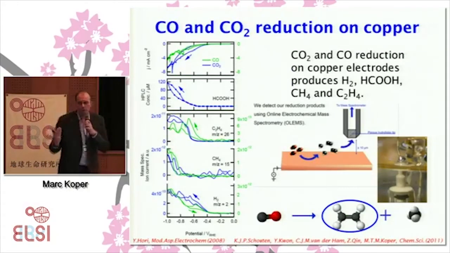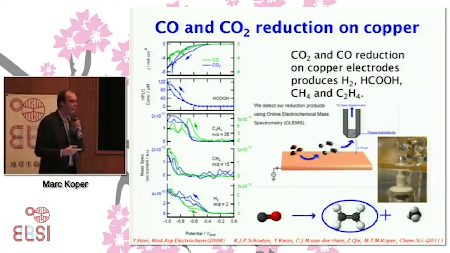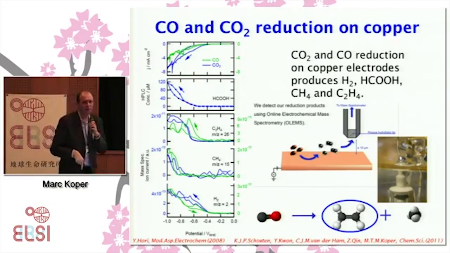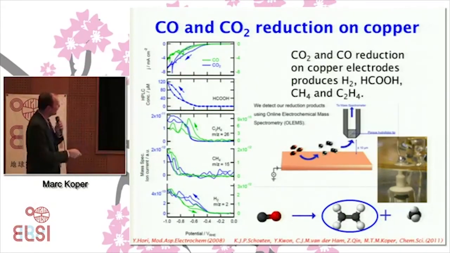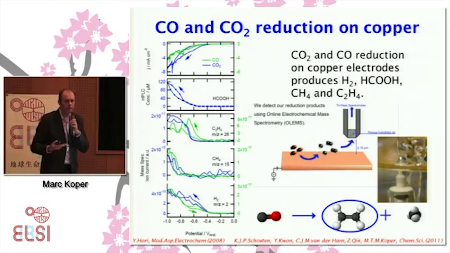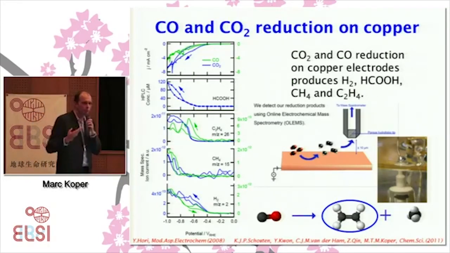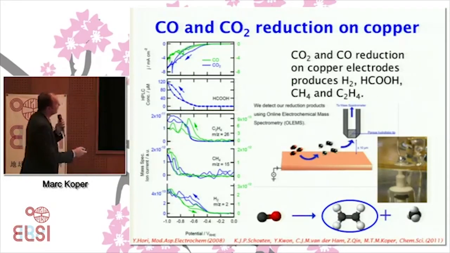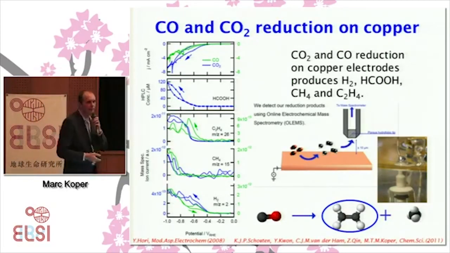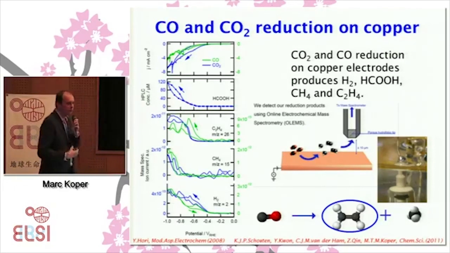Now, we can reduce these products further, and one metal that is very good in that is copper, and this was discovered in Japan, not so far from here, at the University of Chiba, by Yoshio Hori about 30 years ago. And he discovered that copper electrodes, at room temperature, in aqueous media, are able to reduce CO2 and CO to what I would call non-trivial products like methane and especially ethylene here. And also ethanol is interesting. So we make a carbon-carbon bond electrochemically on copper electrodes.